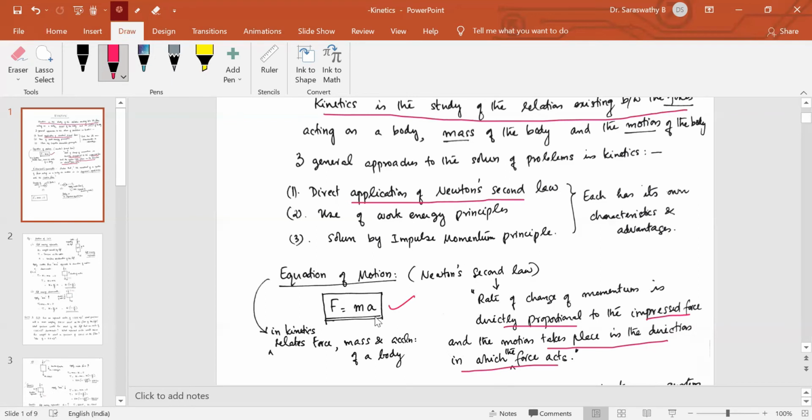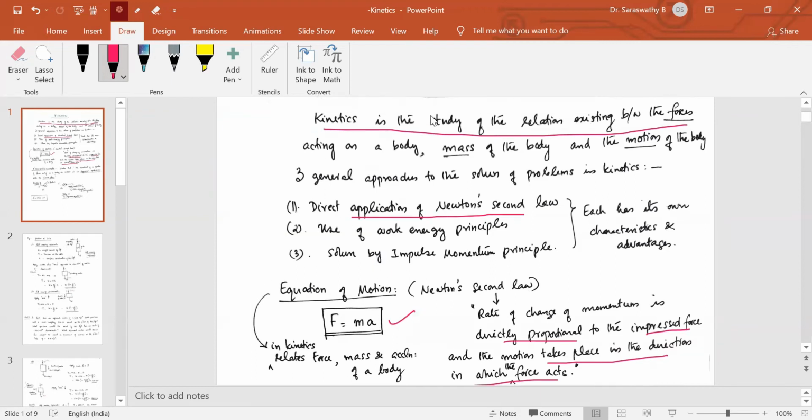We have derived this equation F is equal to ma in your high school classes, and almost all the problems in kinetics can be solved using this approach, the direct application of Newton's second law. Or the same problem can also be solved by using the work energy principle. Work is force into distance. The capacity to do work is called the energy. So work done is equal to energy; using that principle also, which you have already studied in your high school classes. Or it can also be solved by the impulse momentum principle.